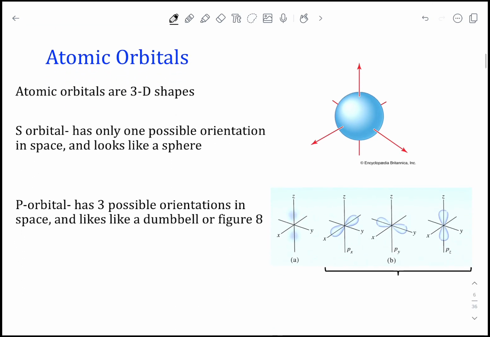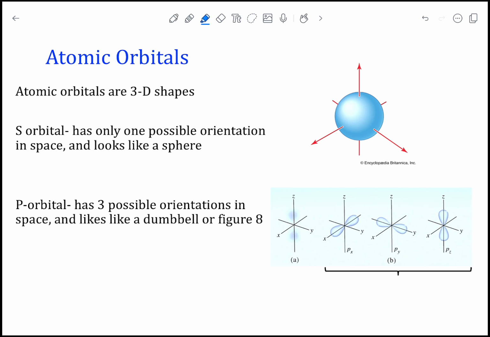So, atomic orbitals are 3-dimensional shapes. And each type of orbital has a different shape, and what we're going to refer to as an orientation in space, because it's 3-dimensional. So we have to think about their orientation in a 3-dimensional world.